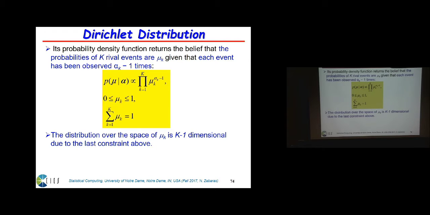So the probability of mu given alpha is very similar to the multinomial distribution we had. So these are the distributions, mu k, but also this coefficient alpha tells you that each of these events k happened alpha k minus 1 times. So again, it's like having k events, and each of these events was observed alpha k minus 1 times. And the same constraint we had before, that the summation of these probabilities is 1, holds here.